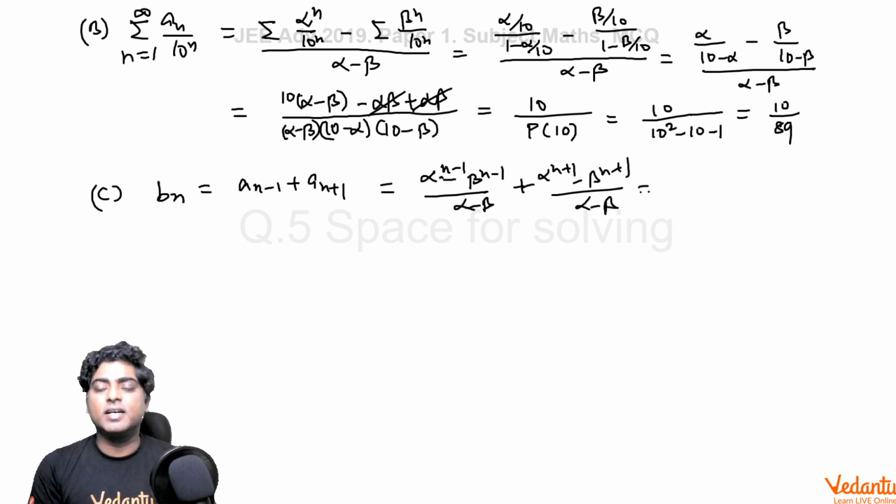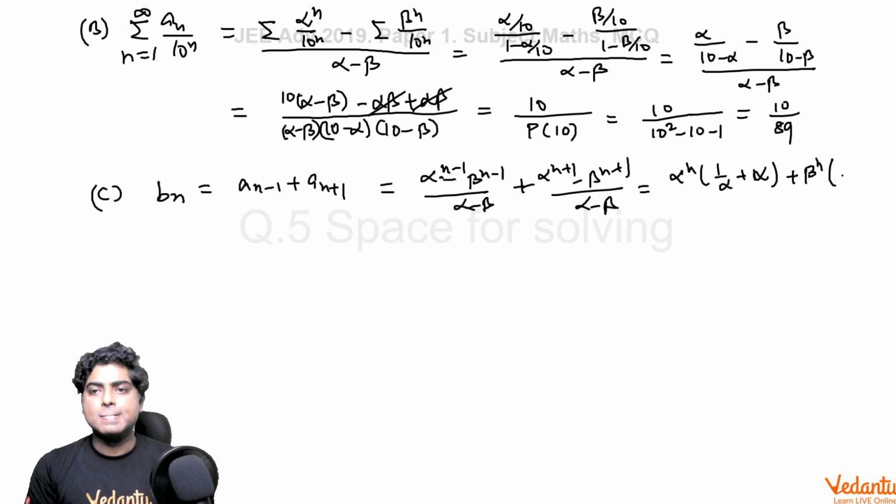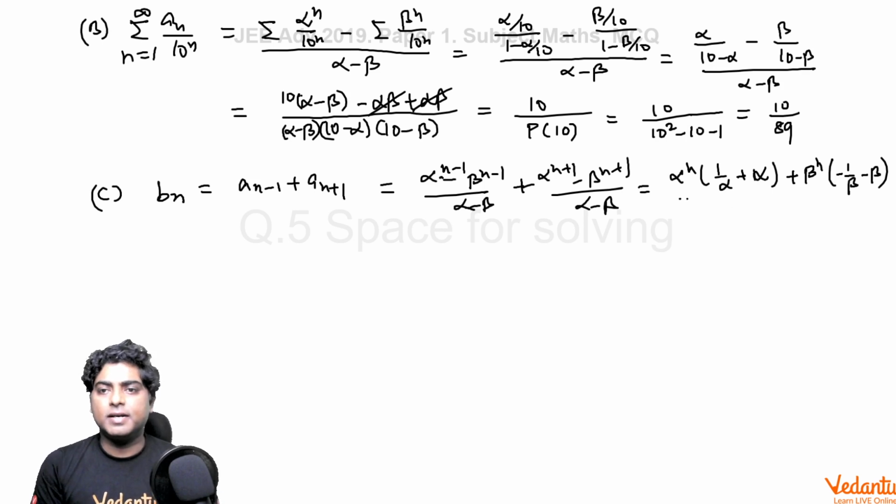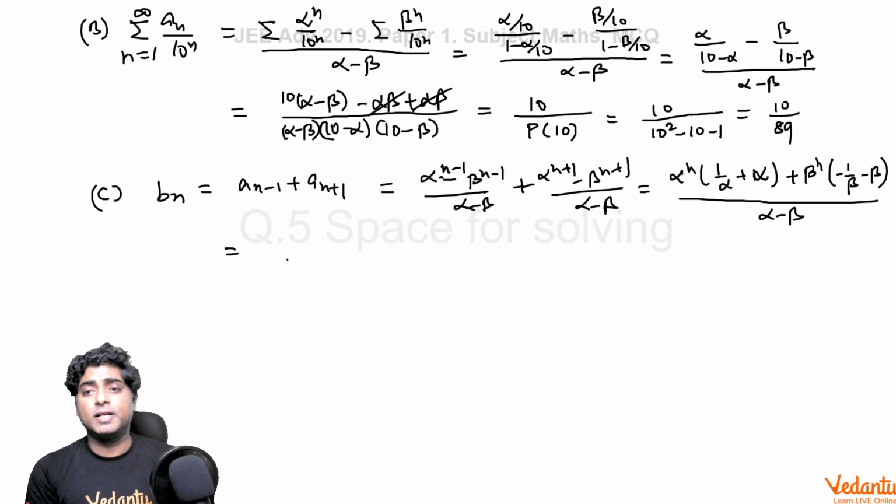See, how can we easily get the option C? So I can write alpha raised power n times 1 by alpha plus alpha, then plus beta raised power n, minus 1 by beta plus beta, divided by alpha minus beta. I'm trying to make alpha raised power n plus beta raised power n.